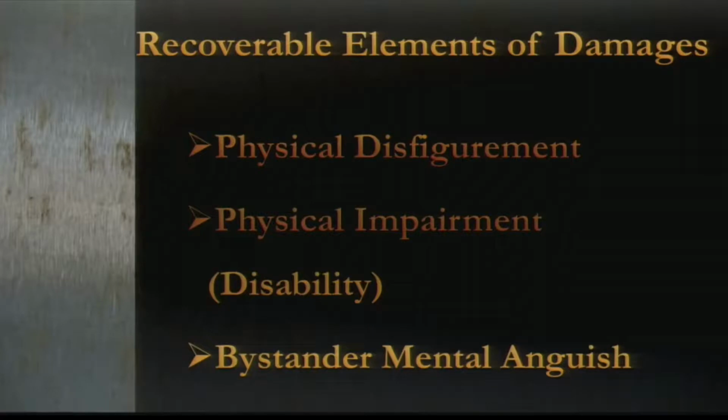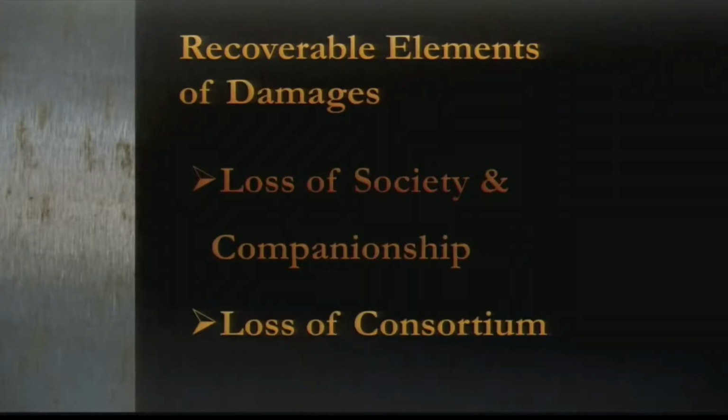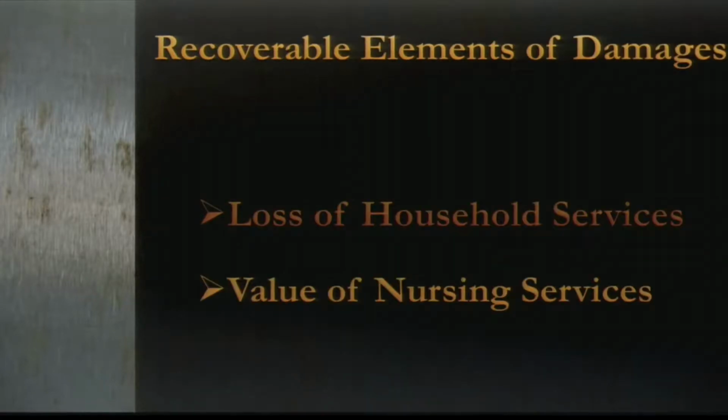But mental anguish has so many different aspects. So you look at every possible aspect of mental anguish at every stage. And I have a paper on that about the sequential approach to it, looking at it at every phase. But you build a complete body of proof on mental anguish. Then you look at physical disfigurement, if it applies, physical impairment, which is also physical disability. You look at bystander mental anguish. You look at loss of society and companionship, loss of consortium, loss of household services, the value of nursing services.